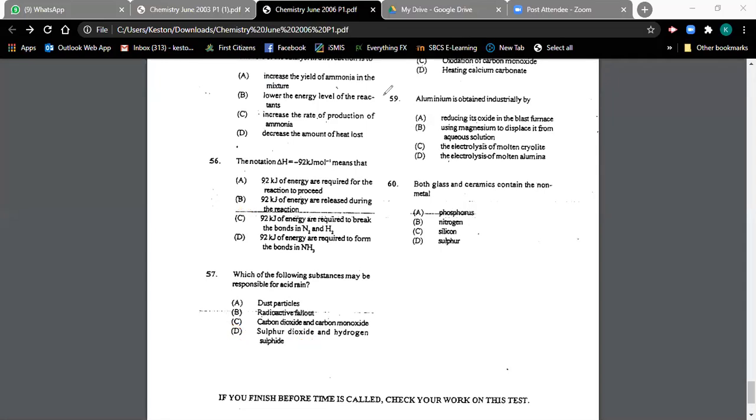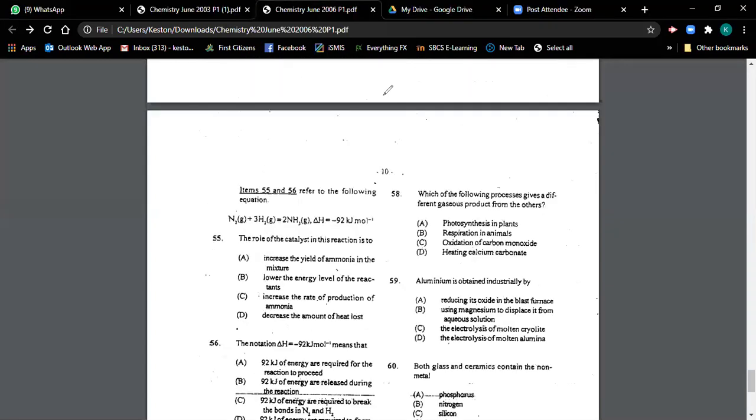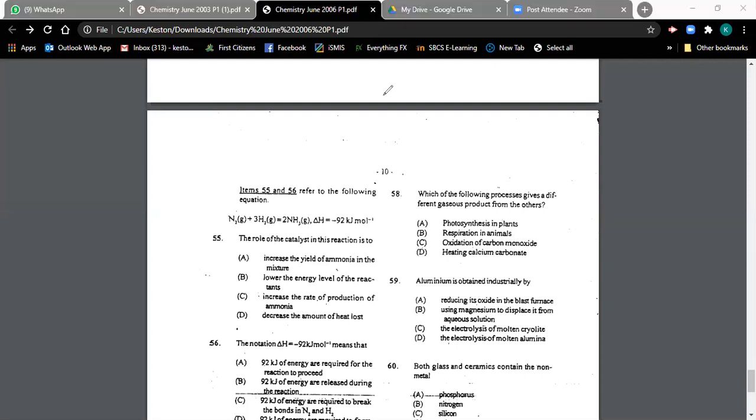58. Which of the following processes gives a different gaseous product from the others? Photosynthesis in plants. You saw this already. This gives out what? Oxygen. Respiration in animals, carbon dioxide. Oxidation of carbon monoxide is the addition of oxygen. Heating of calcium carbonate, calcium dioxide. Yep. Photosynthesis in plants.